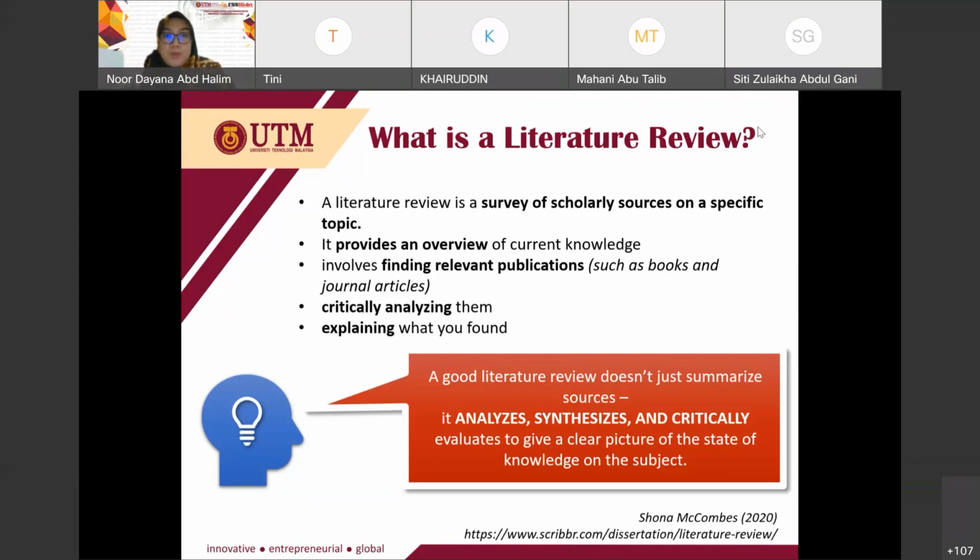So a literature review is a survey of scholarly sources on a specific topic. It provides an overview of current knowledge and involves finding relevant publications.